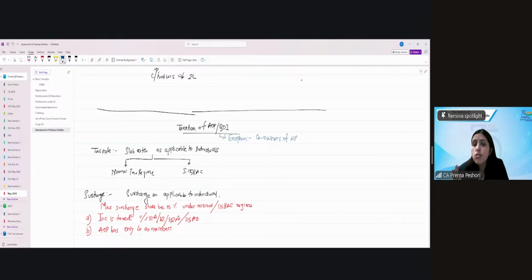Now, the exception to this is that the co-owners of the house property will not constitute the AOP. So this is an exception. Co-owners of the house property cannot be assessed as AOP. Even though they are co-owners, they do not constitute the AOP. Where is this exception coming from? Any idea?